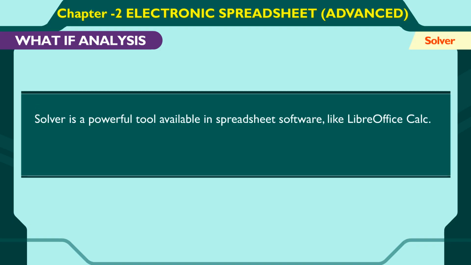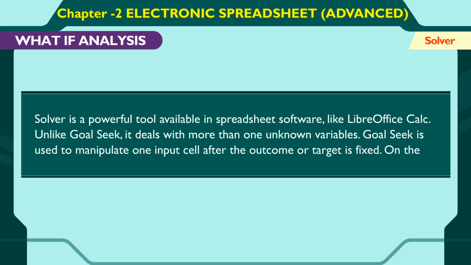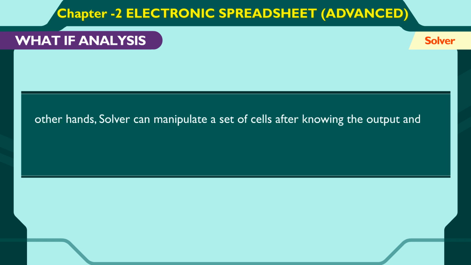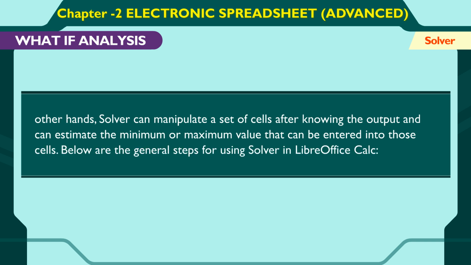Solver. Solver is a powerful tool available in spreadsheet software like LibreOffice Calc. Unlike GoalSeek, it deals with more than one unknown variable. GoalSeek is used to manipulate one input cell after the outcome or target is fixed. On the other hand, Solver can manipulate a set of cells after knowing the output and can estimate the minimum or maximum value that can be entered into those cells.